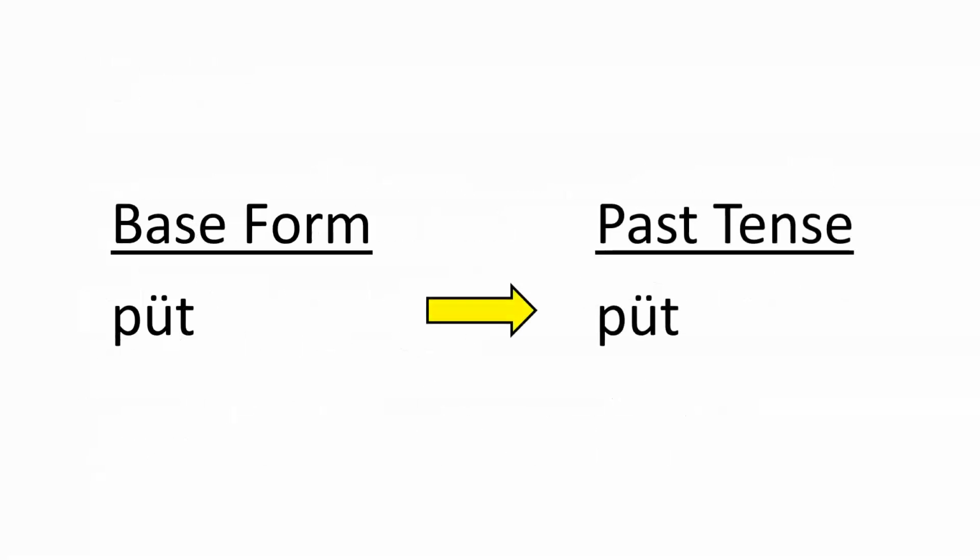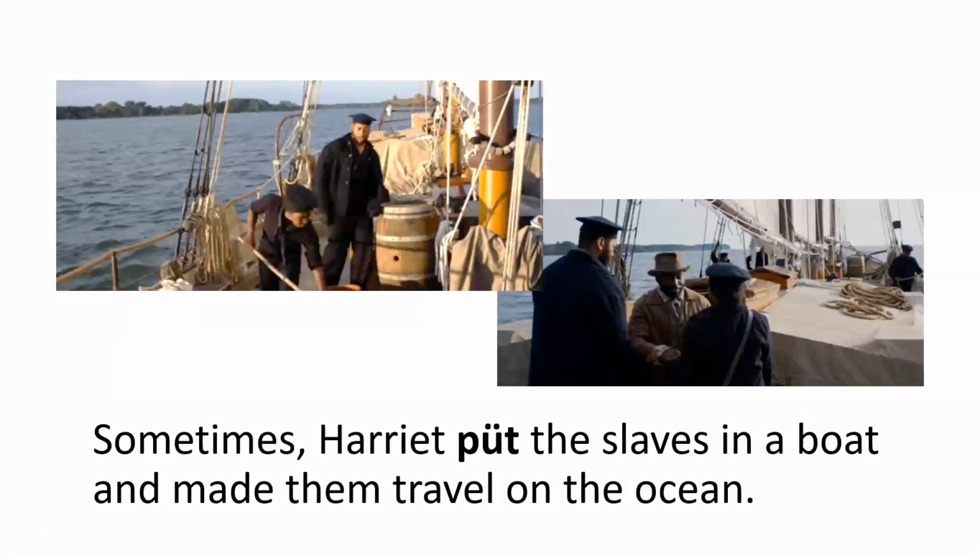The next verb, put, is in the same group as let. So this verb does not change in the past tense. It's put and put. That's easy. Sometimes Harriet put the slaves in a boat and made them travel on the ocean. This put right here is past tense. Harriet put the slaves on a boat.